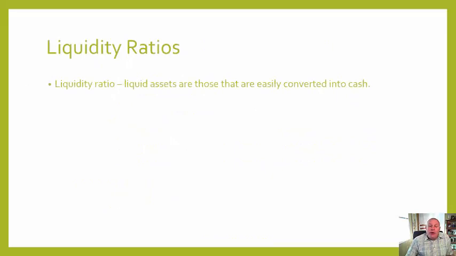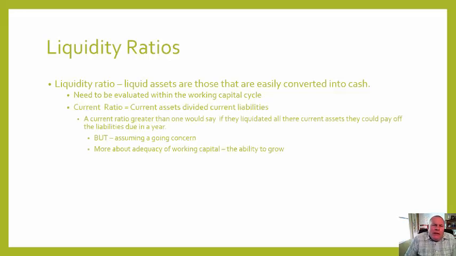As we start out with the balance sheet ratios, we start with liquidity. Liquid assets are those that are readily converted to cash, as we previously said. They need to be evaluated within the context of the working capital cycle. You're going to hear me say that for the rest of this. The classic one that we look at when it comes to liquidity is the current ratio, which is current assets divided by current liabilities, coming directly from the balance sheet. A ratio greater than 1 would say, in a hypothetical situation, that if you liquidated all of their current assets, they could pay off their liabilities due within a year. That is the traditional historical definition.